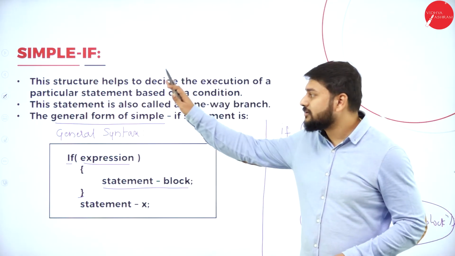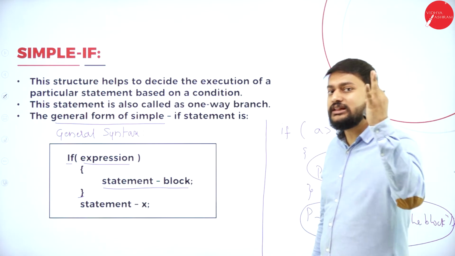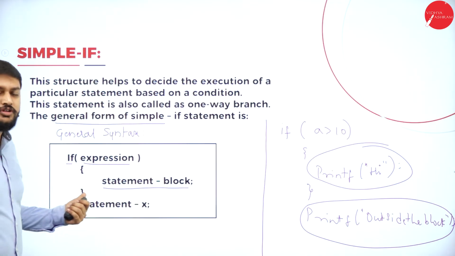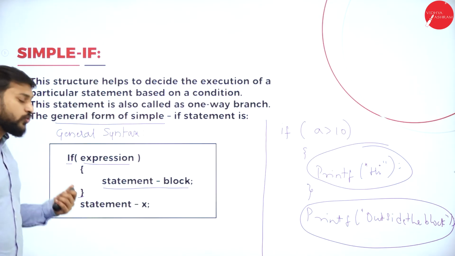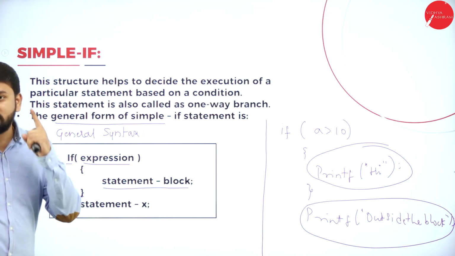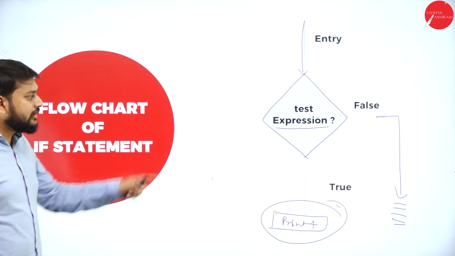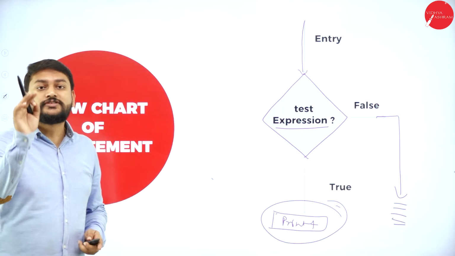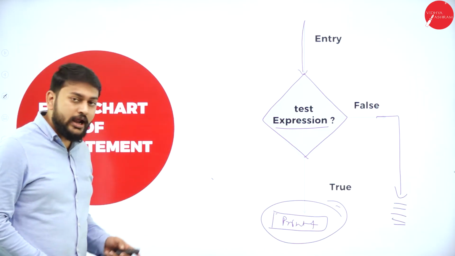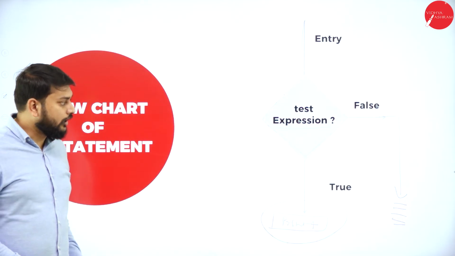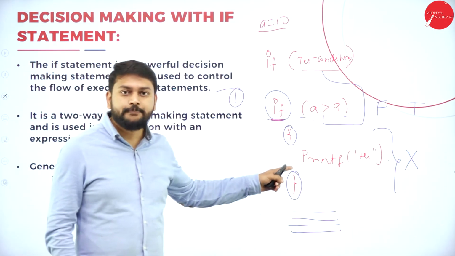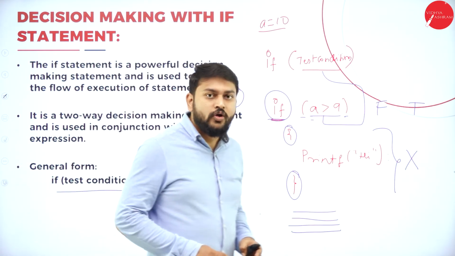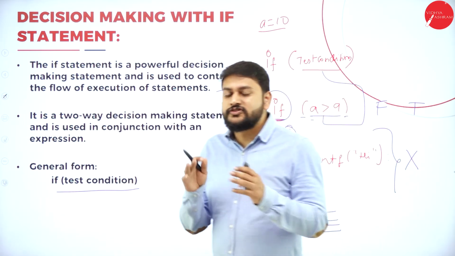So hope you understood the simple if. Whenever I say simple if, three things should come to your mind. The first thing is the general form. The second thing that should come to your mind is the flowchart of the if statement. What is the third thing that you will write? You will write an example like this. Write the example. Am I being clear? This is very, very important when it comes to the simple if statement.